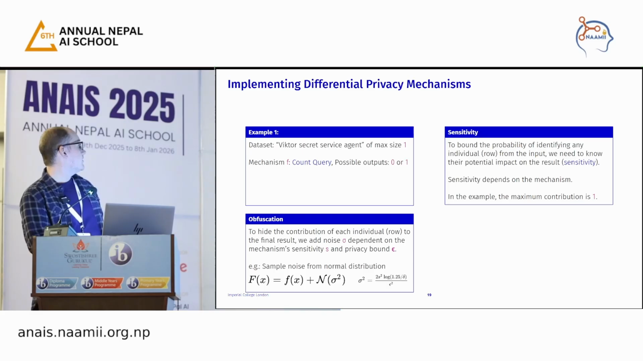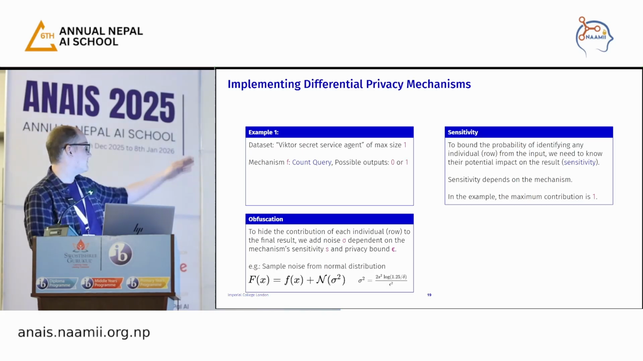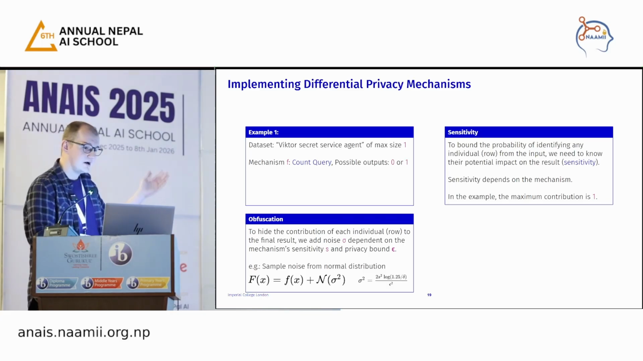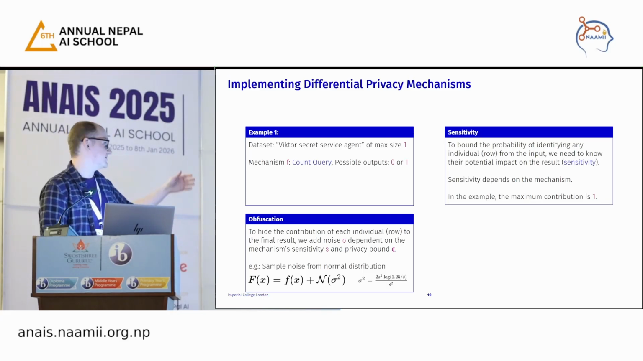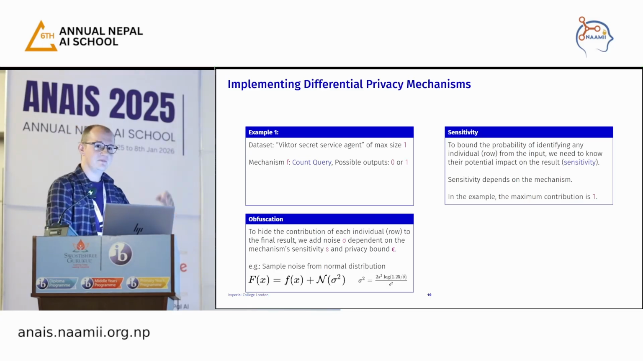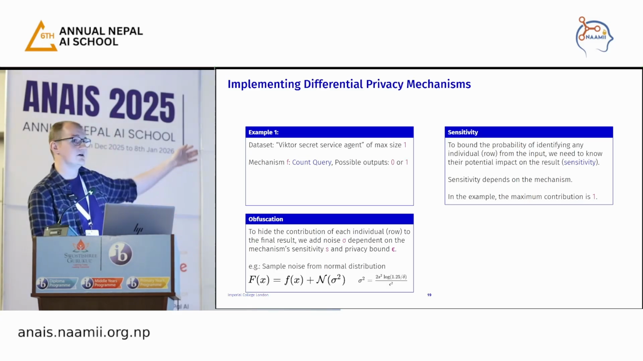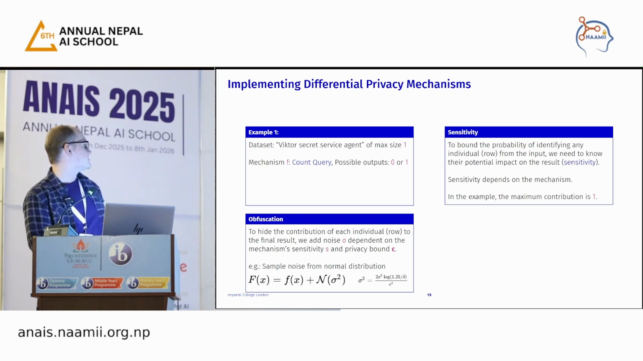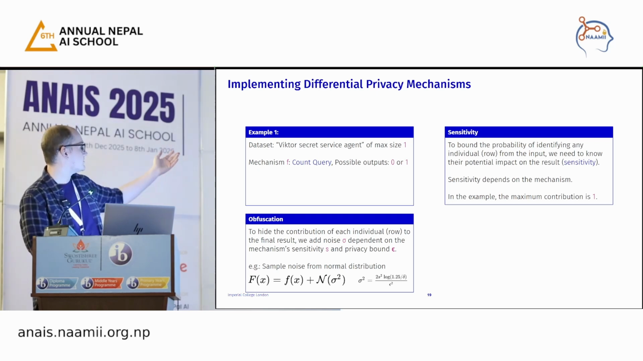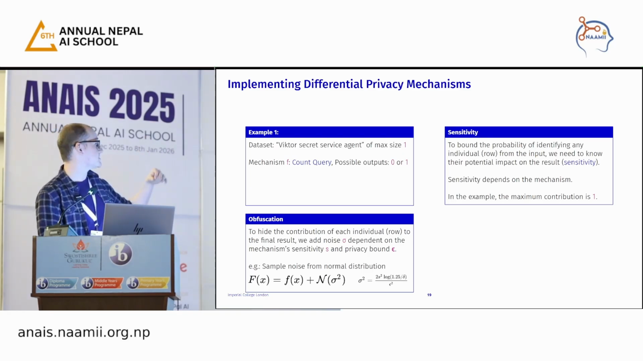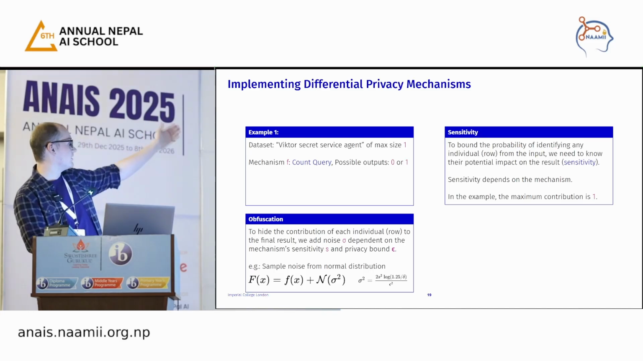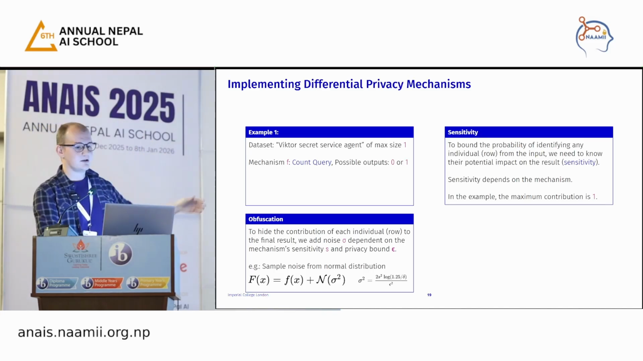So let's have a look at how this looks in practice, how we implement differential privacy mechanisms or algorithms. So we have, once again, a very stupid example, but I just said differential privacy works for any kind of data sets, regardless of how many data points they have. As long as the mechanism is private, it has to be private to all the data sets. So here we have a data set that is Viktor's secret service agent status, of maximum size 1, right? And we want to run a count query. So the possible output is 0 or 1. We obviously don't want to reveal whether Viktor is a secret service agent. If we get output 0, we know he's not. If we get output 1, we know he is.